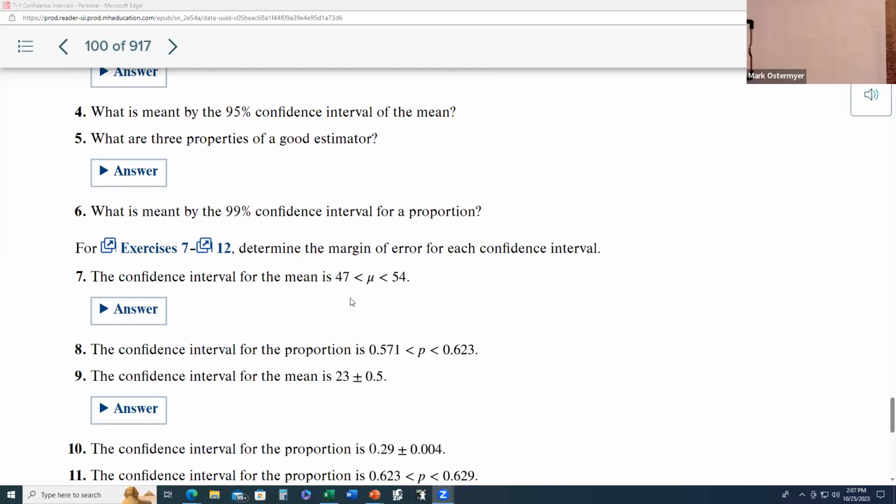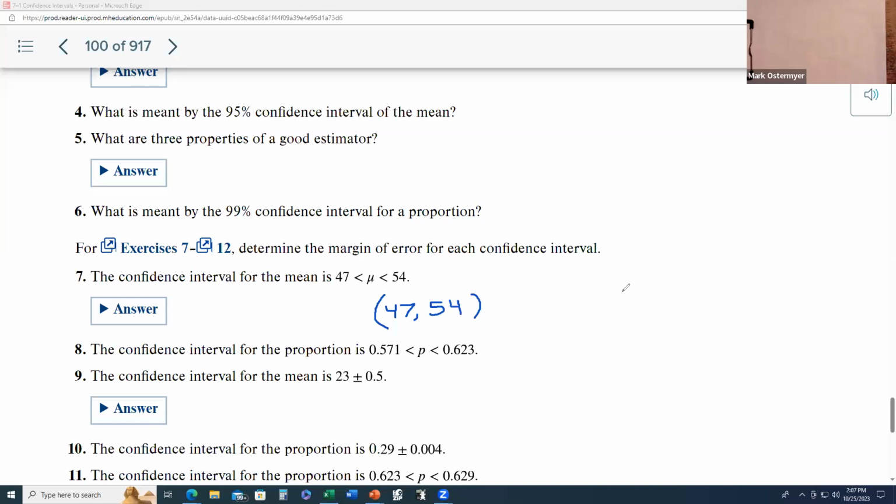All right, here's a good problem. What would be the margin of error for this confidence interval that has a lower endpoint of 47 and an upper endpoint of 54? What would be the margin of error here? What do you think the margin of error would be?